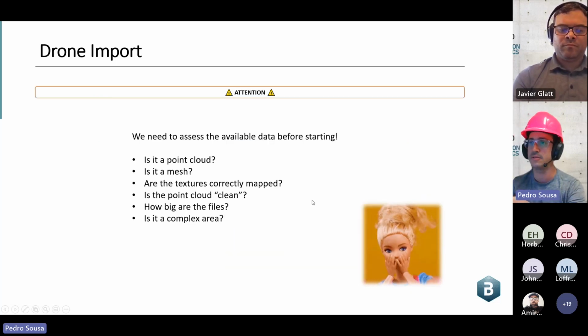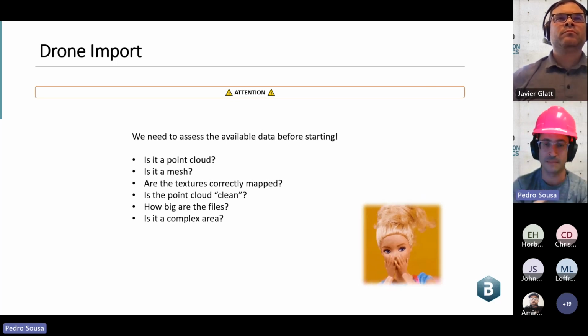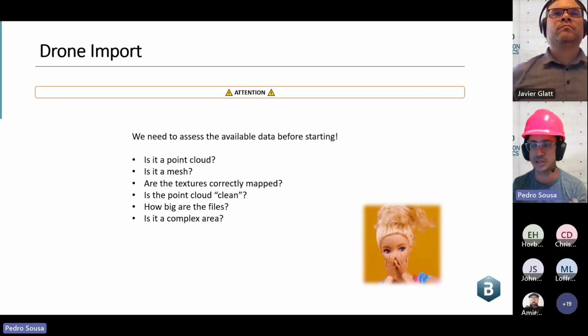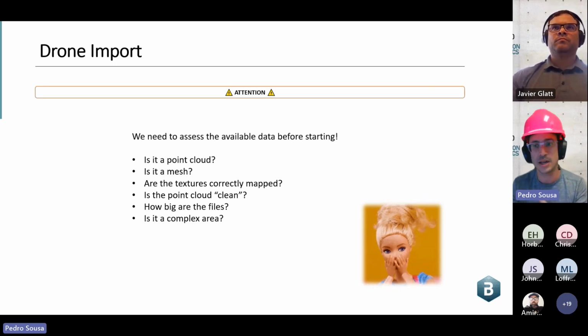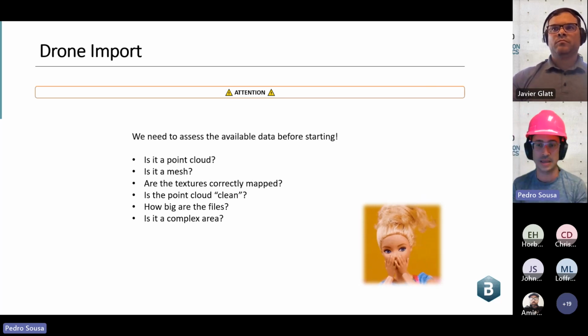Keep in mind that for drone imports, we have to assess what data is available before we even start thinking about importing it into cmBuilder. What do you have in your hands? Is it a point cloud or a mesh? A mesh is basically a surface that may or may not have a texture. If it has textures, are they correctly mapped? Sometimes the textures are not well mapped to the geometry, so it might give you some weird results.